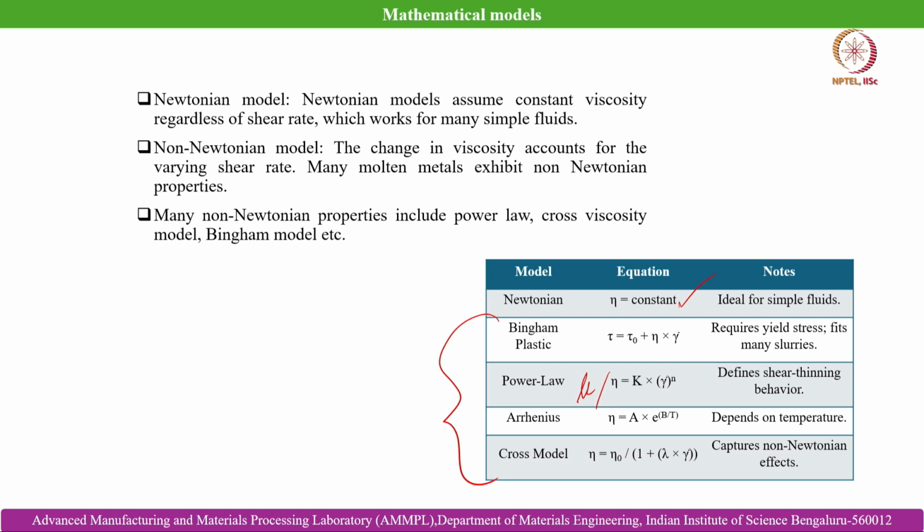The Arrhenius model speaks of the dependence of the fluid's viscosity on temperature. If you are applying it to solidifying liquid melt, it establishes a relationship between the temperature or solid fraction of the slurry and its viscosity, whereas the power law establishes a relationship between the shear rate the melt is undergoing and the viscosity. In the case of the cross model, it captures the non-Newtonian effects expressed here, which again is a function of shear rate alone.